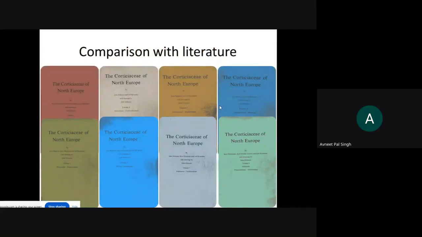Compare that description with literature. For corticoid fungi, if anyone has to start work, these eight volumes are the starting point. Corticiaceae of North Europe. This is the most voluminous work that has been done by a group of dedicated corticiologists: Dr. Nils Hallenberg, Professor John Eriksson, Professor Leif Ryvarden, and Kurt Hjortstam. These four people, and even Larsen, Carl Henrik Larsen, have contributed these eight volumes. And every detail is available on how to proceed with this.